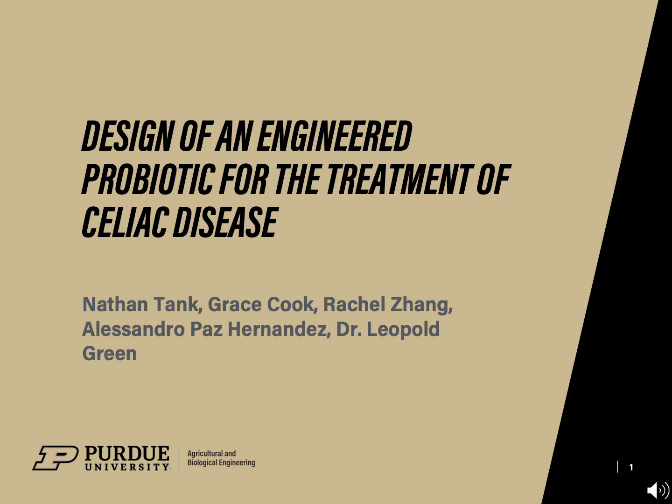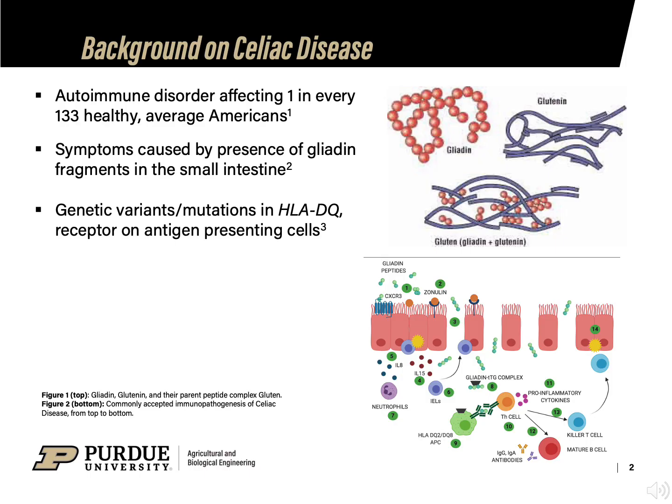We are Purdue GOGEC, and this is our work on the design of an engineered probiotic for the treatment of celiac disease. Up first, a little background on celiac disease. It's an autoimmune disorder which affects 1 in every 133 healthy average Americans, meaning that it's very prominent.